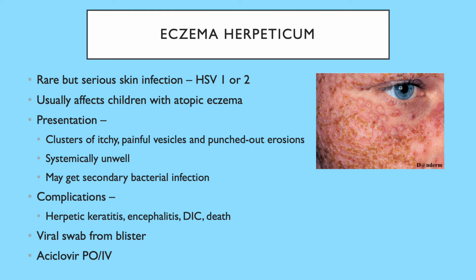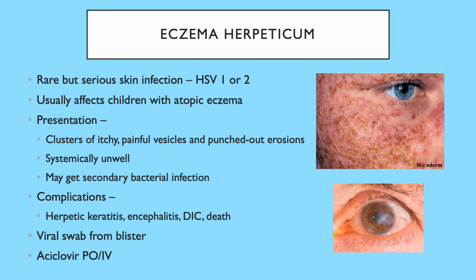It causes clusters of itchy, painful vesicles and punched out erosions, usually on the face, but it can spread throughout the body. Patients are usually systemically unwell with fever and lymphadenopathy. There may be secondary bacterial infection causing impetigo and cellulitis. Rarely it can have serious complications such as herpetic keratitis of the eye and encephalitis.